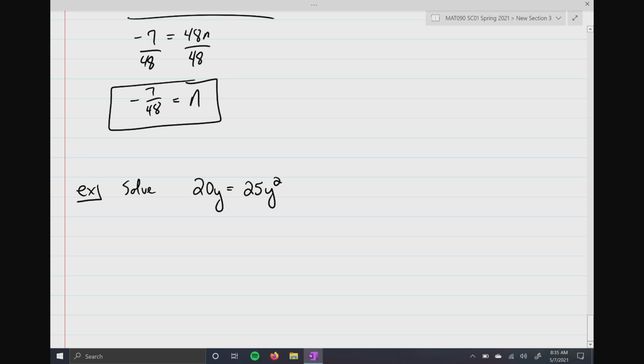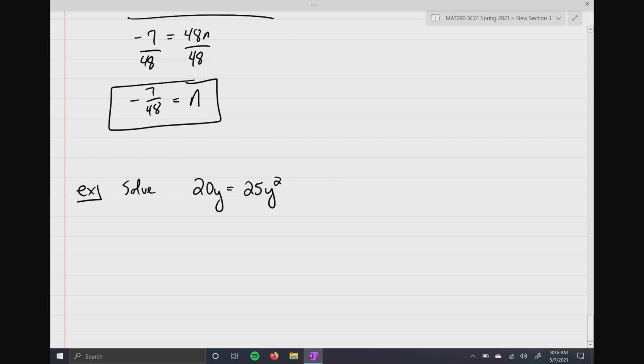Excellent. It's quadratic because of that right there. We know on the left-hand side, we have 20y to the first power. That's okay. It's the highest exponent. It's the largest degree. That is going to determine what type of problem you have. So since this is quadratic, I have a completely different set of rules that I do.